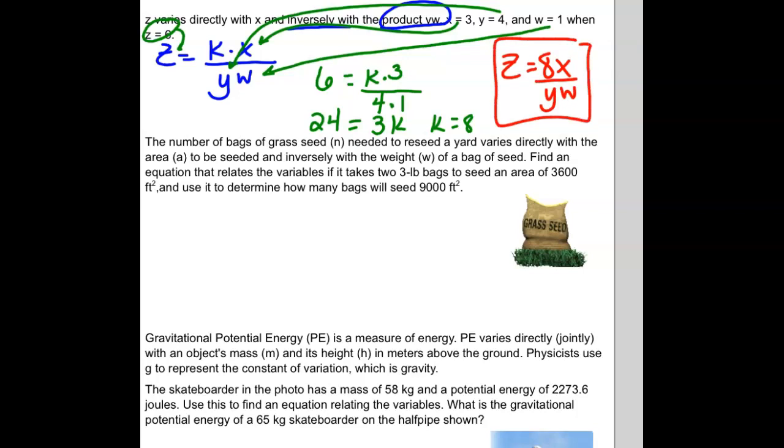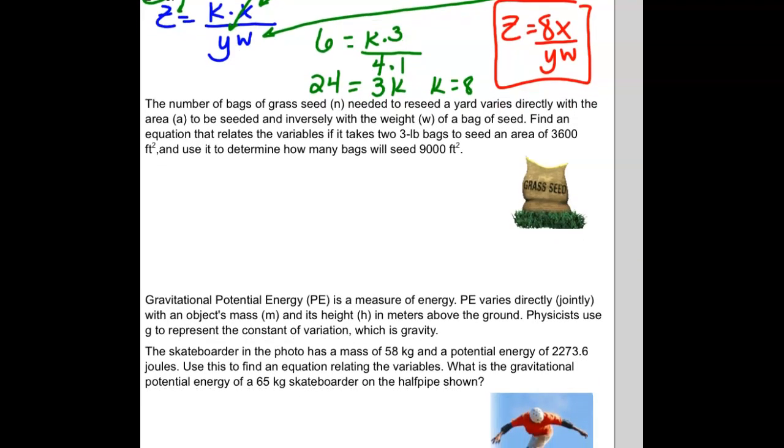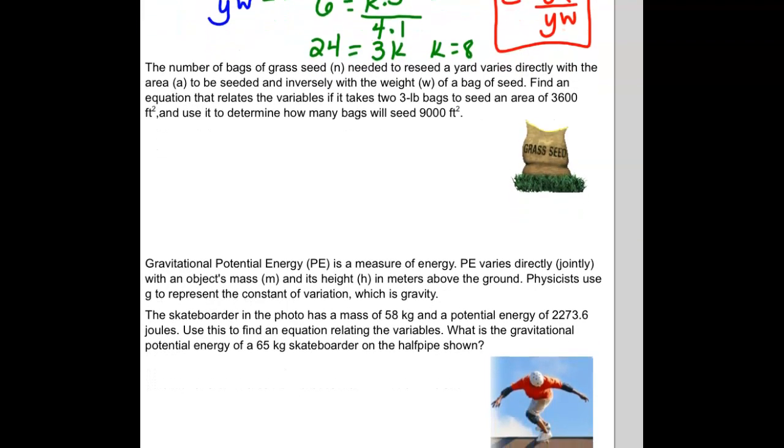All right, let's try a couple word problems. Same idea, we just are hiding the information a little bit in a word problem. It says the number of bags of grass seed N needed to reseed a yard varies directly with the area A to be seeded and inversely with the weight W of the bag of seed. Find an equation that relates the variables if it takes 2 3-pound bags to seed an area of 3,600 square feet, and then use it to determine how many bags would be needed to seed 9,000 square feet.